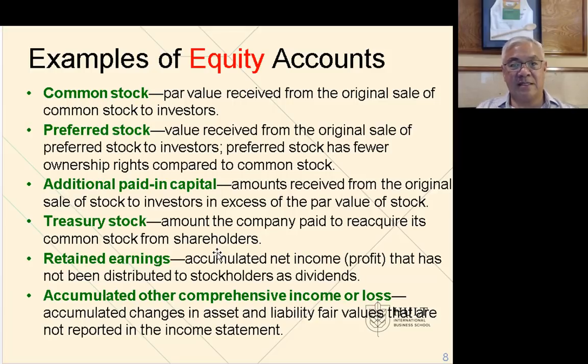Retained earnings, we've talked about several times now. Net income minus dividends. Accumulated other comprehensive income. This is a very technical item we'll cover later in the course, but it is a certain set of specified transactions that under GAAP you do not record on the income statement. You record them directly into the equity statement. So again, for now, don't even worry about this one. We'll get to it when we get to it.